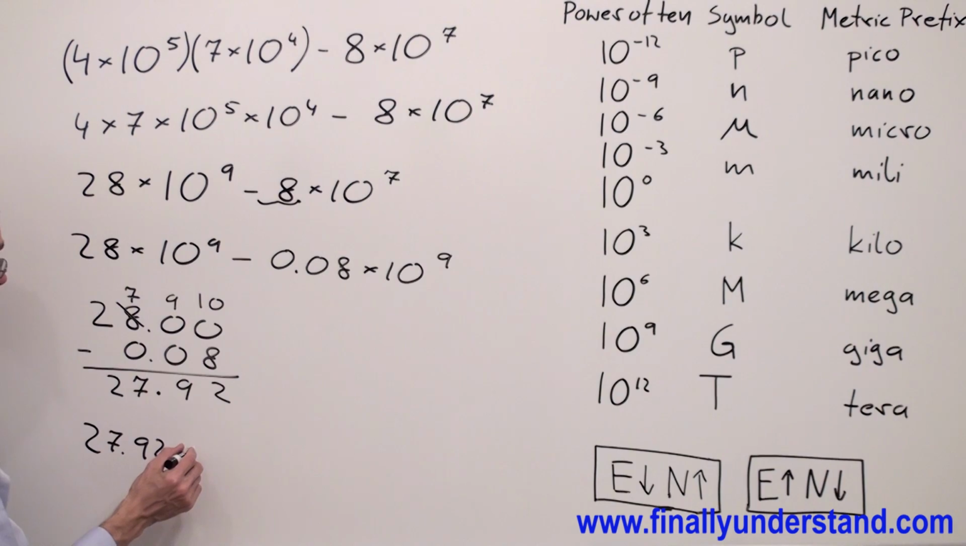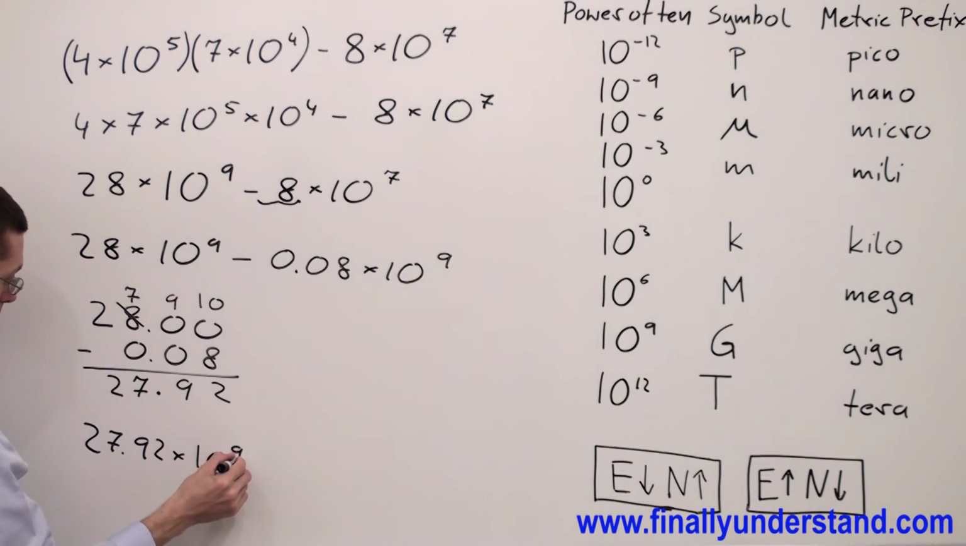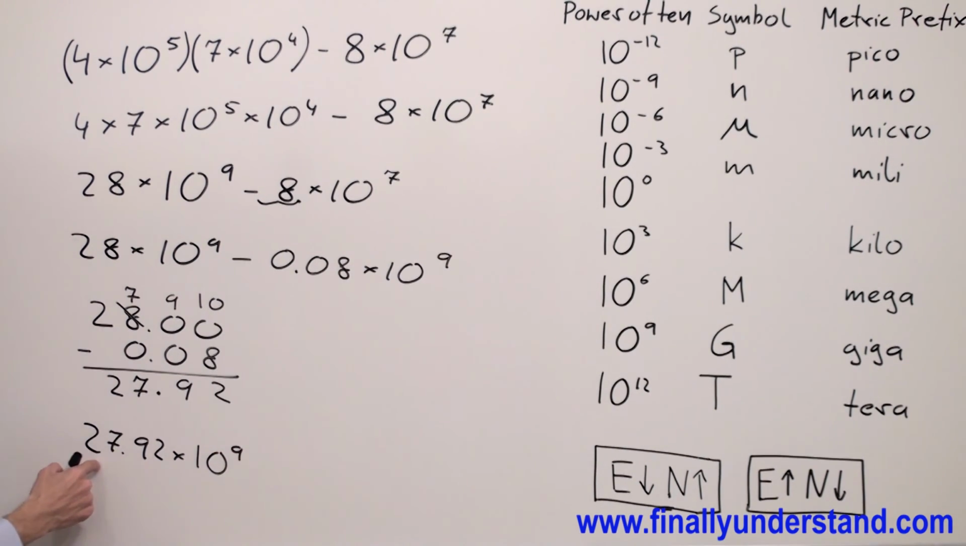27.92 times 10 to 9. Okay, the number on the left side of the decimal point is between 1 and 999. The exponent of my power of 10 is a multiple of 3. That's why this is the correct answer to my problem.